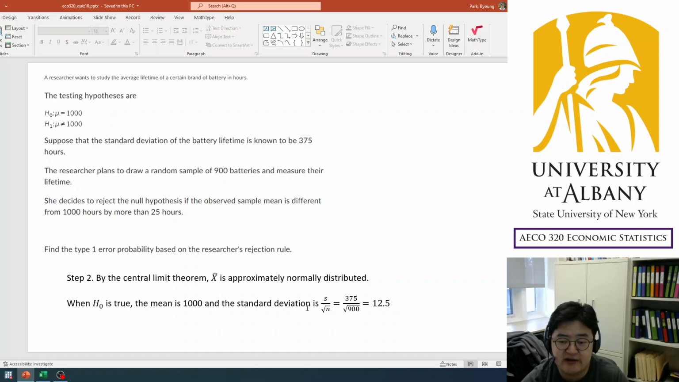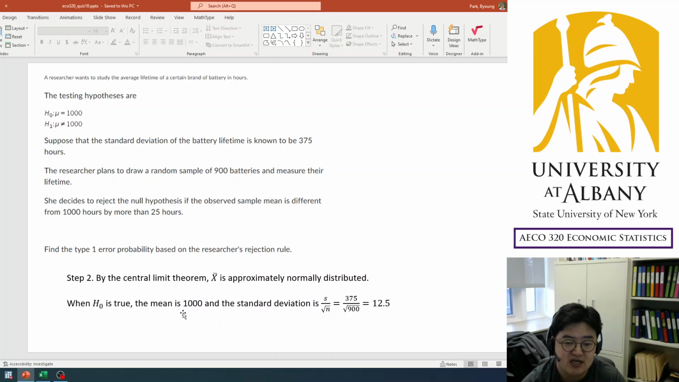And we know that is given by S, which is the standard deviation of a single observation divided by the square root of the sample size. For a single observation, a single battery, the lifetime standard deviation is 375, and the sample size is 900. Using them, we get 12.5 for the standard deviation. This is the standard deviation for this normal distribution. Okay, that is step 2.